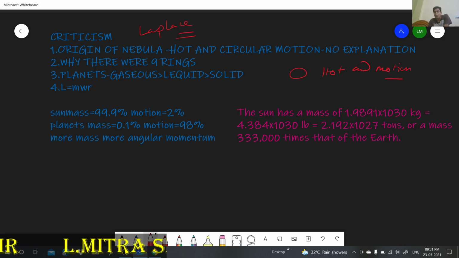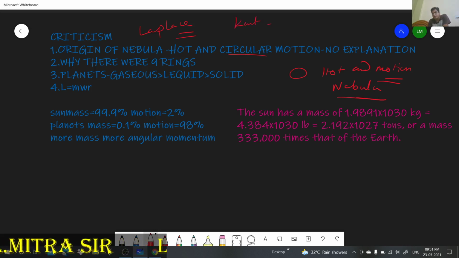So from where has this come? In this case the current theory was also unable to explain, in the case of a cold and motionless nebula, and at the same time Laplace was also unable to explain where the hot and moving nebula came from. And again he discussed the 9 planets.